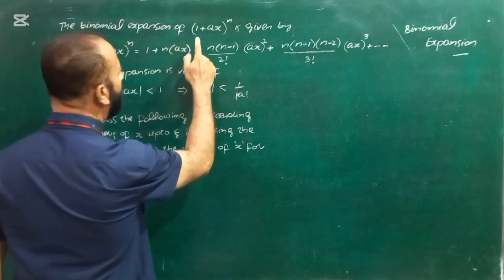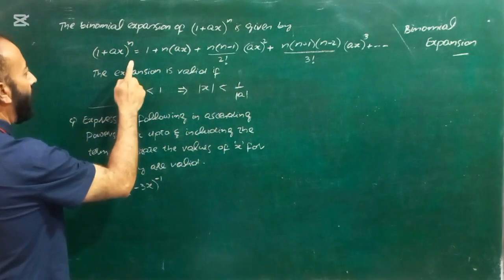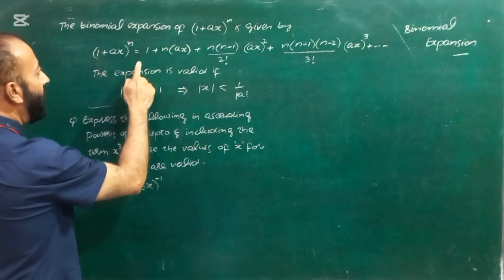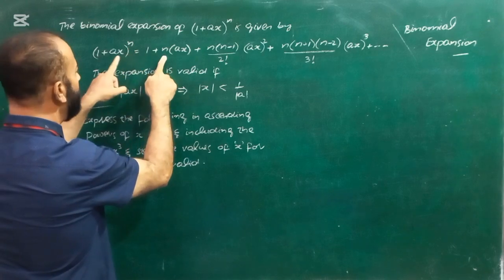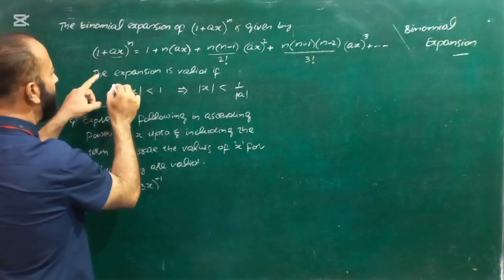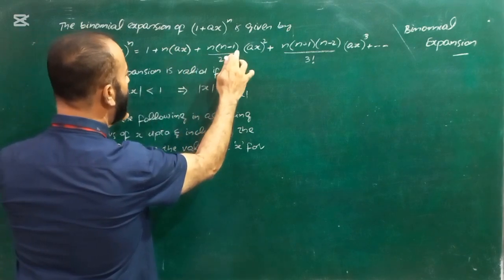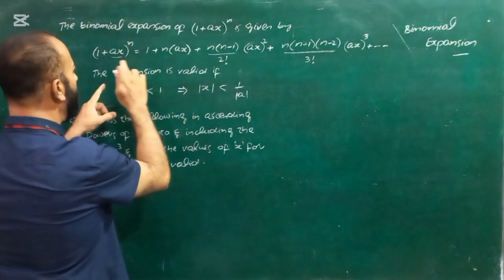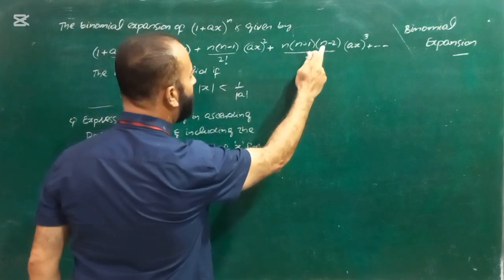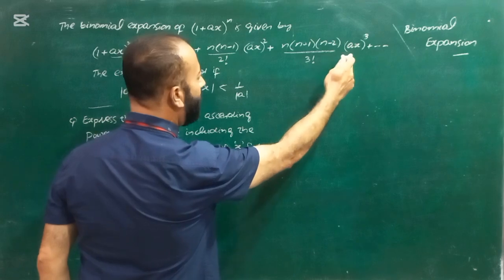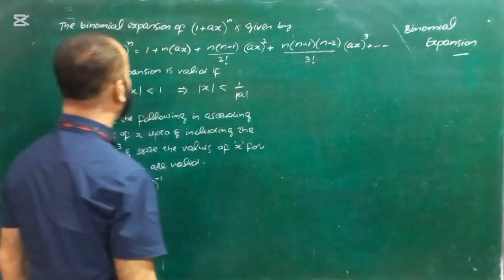The binomial expansion of (1 + ax)^n is given by: (1 + ax)^n = 1 + n(ax) + n(n-1)/2! (ax)^2 + n(n-1)(n-2)/3! (ax)^3, and so on. Whatever the power is, that will be written as the coefficient of the first term.